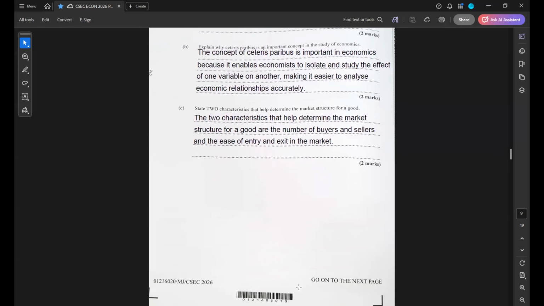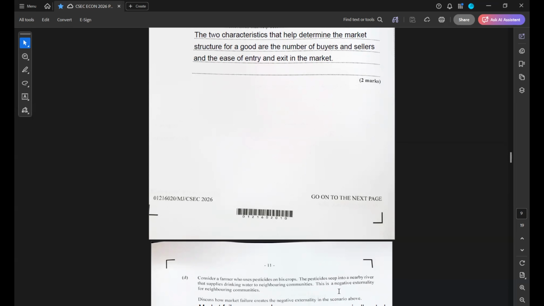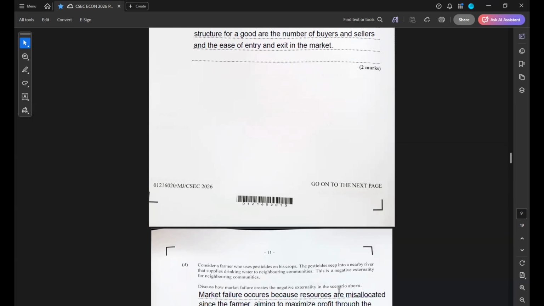All right. Part D. Consider a farmer who uses pesticides on his crops. The pesticides seep into a nearby river that supplies drinking water to neighboring communities. This is a negative externality for neighboring communities. Discuss how market failure creates the negative externality in the scenario above.